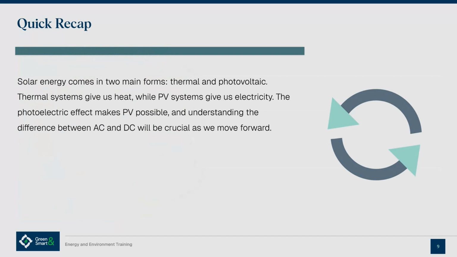Great, now let's bring this together. Solar energy comes in two main forms: thermal and photovoltaic. Thermal systems give us heat, while PV systems give us electricity. The photoelectric effect makes PV possible, and understanding the difference between AC and DC will be crucial as we move forward. That wraps up our introduction to solar energy. In the next section, we'll dive deeper into solar photovoltaics, looking at solar cells, panel types, and the specifications you need to understand before designing a system.